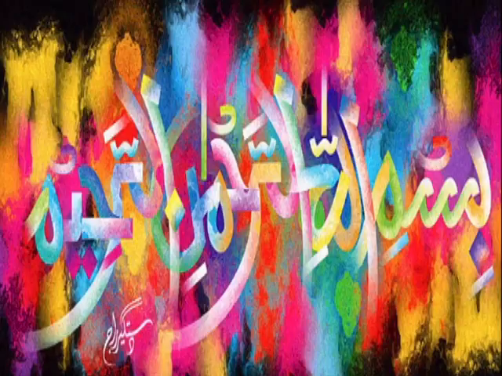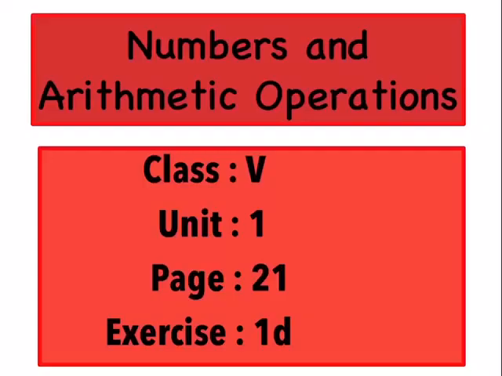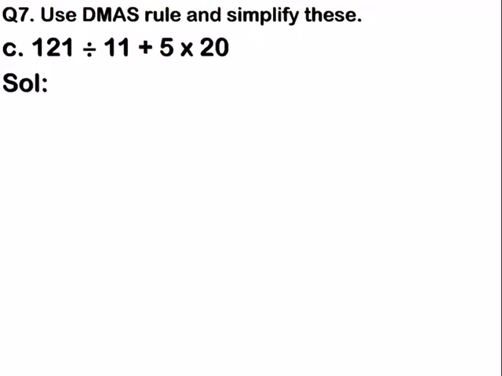This is your maths lecture. Unit number 1 and the topic is numbers and arithmetic operation. Student, today we will solve page number 21 and exercise number 1D. Question number 7. And the question number 7 is use the mass rule and simplify these.